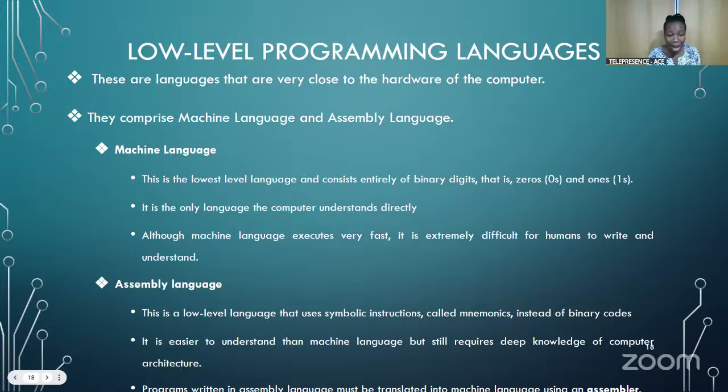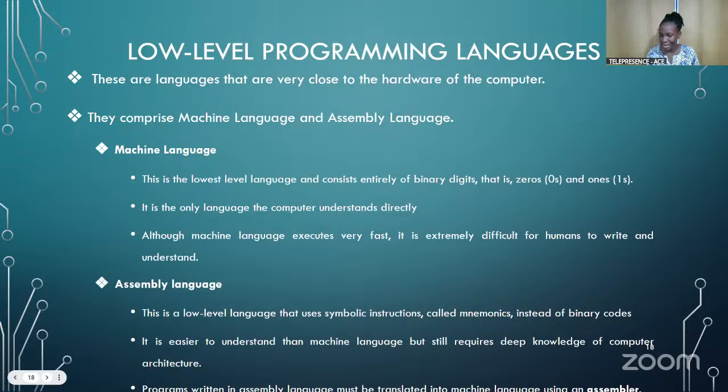Now we also have what we call assembly language. Assembly language is a low-level language. It uses symbolic instructions called mnemonics. Now, these mnemonics are abbreviations of words. Every system has its own architecture and its own instruction set. This assembly language is a little bit close to the computer, but not as close as machine language. It uses mnemonics, which are symbols, like MOV for move, ADD for add, SUB for subtraction.